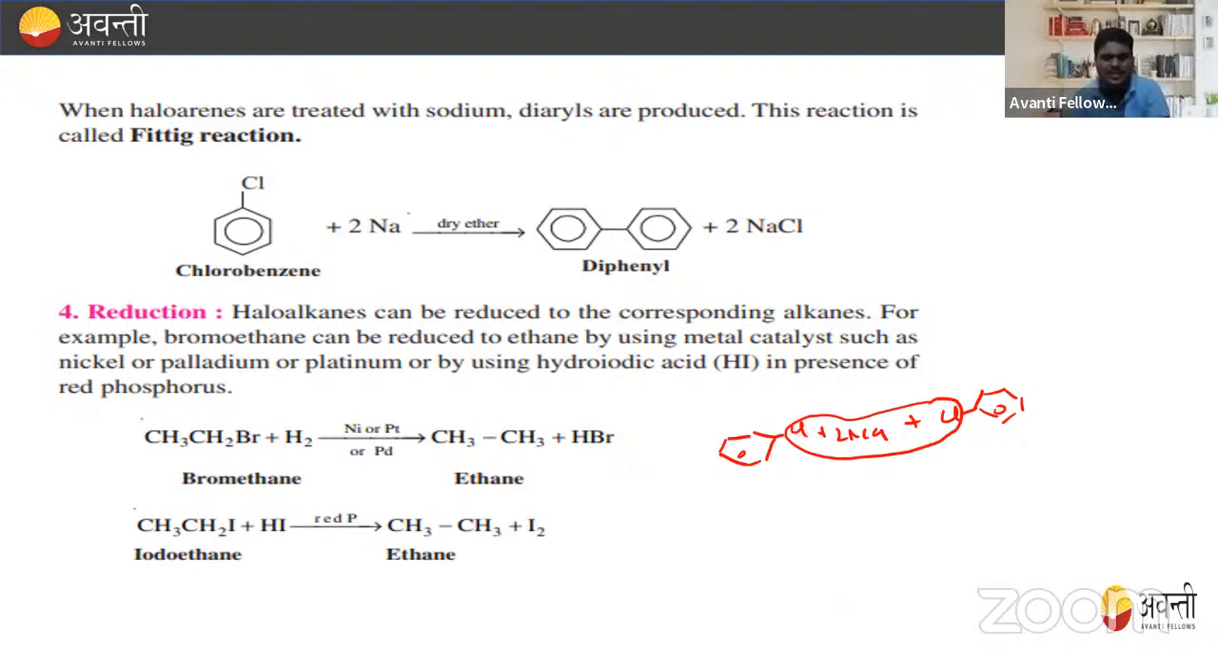The next and last method is reduction. A haloalkane can be reduced to the corresponding alkane. For example, bromoethane can be reduced to ethane by using a metal catalyst such as nickel, palladium, or platinum, or by using HI in presence of red phosphorus. So when bromoethane is treated with nickel or platinum, it will form ethane. Similarly, iodomethane when treated will form methane.